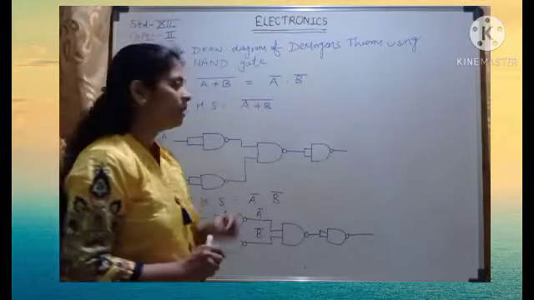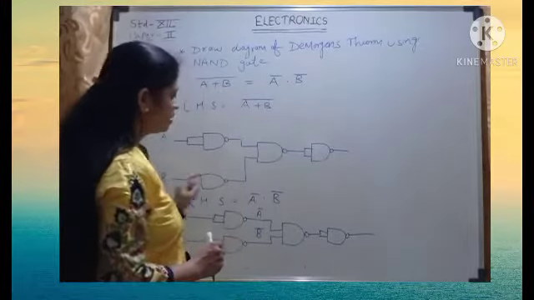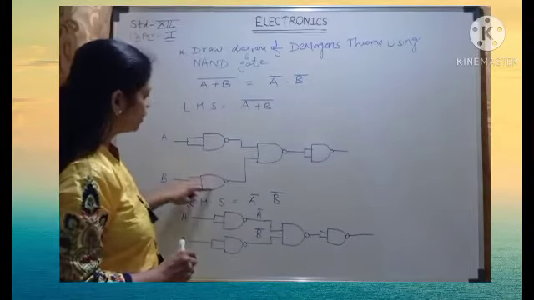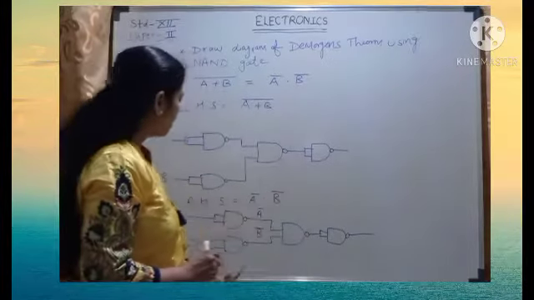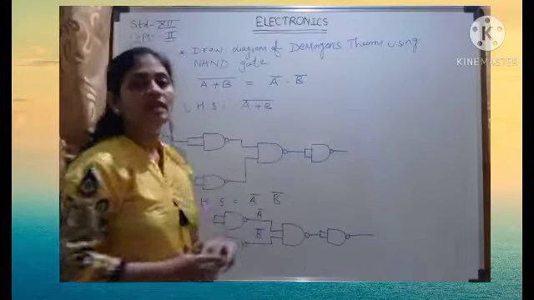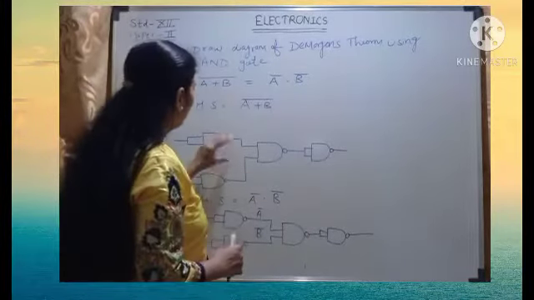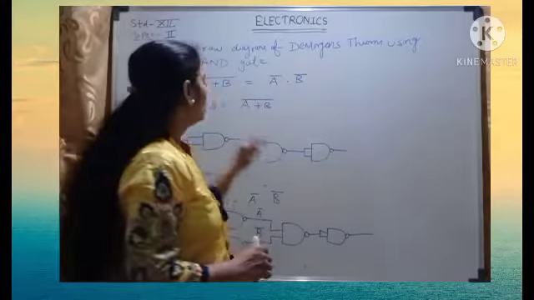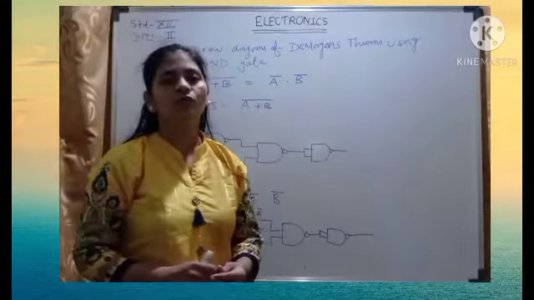Now we have to check the LHS and RHS. See the diagram of LHS. In this we have two NOT gates with an AND gate. Here again two NOT gates with an AND gate. So both diagrams are the same. In this way we prove that LHS is equal to RHS. So De Morgan's first theorem is proved.